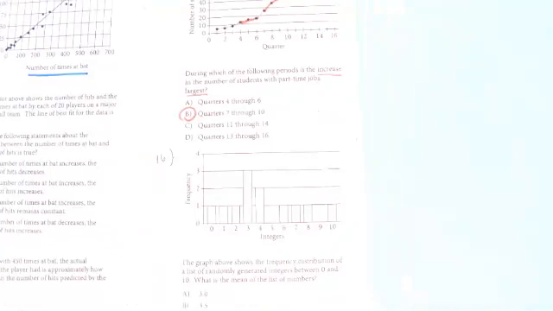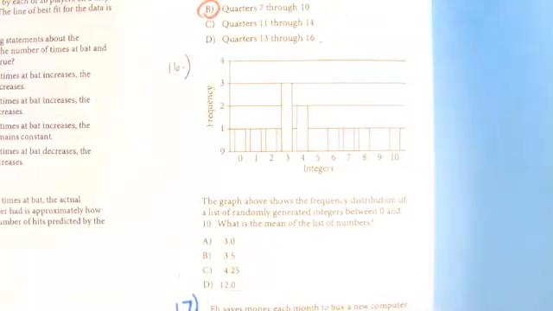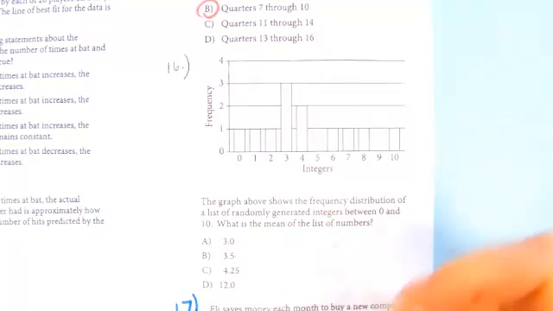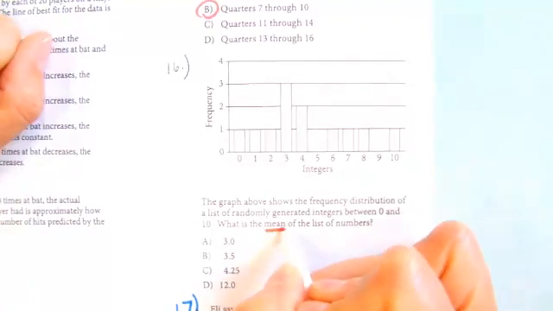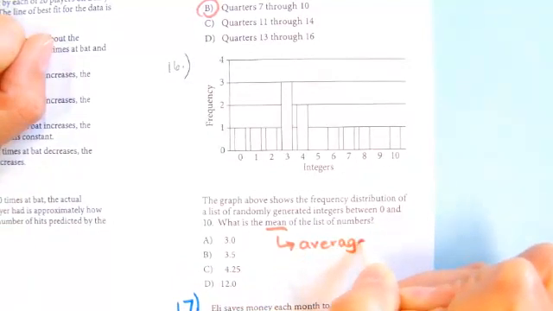Okay, last two. All right, this one is a frequency table, which many of us learn about in probably 7th grade, but we forget over time sometimes. So in this case, what this is showing us, it says the graph above shows the frequency distribution. That means how many times each of these numbers occurs of a list of randomly generated integers between 0 and 10. What is the mean? The word mean is average. That's what that means of the numbers.